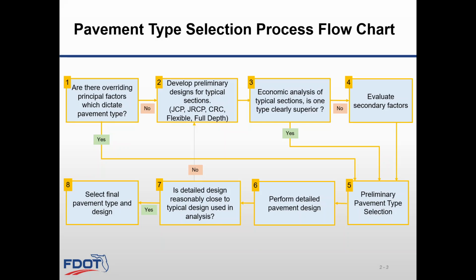This flowchart incorporates the major and secondary factors to consider for the pavement type selection. It has 8 steps, and depending on how you answer yes or no, it takes you through the steps that you need to follow in order to complete the pavement selection process.